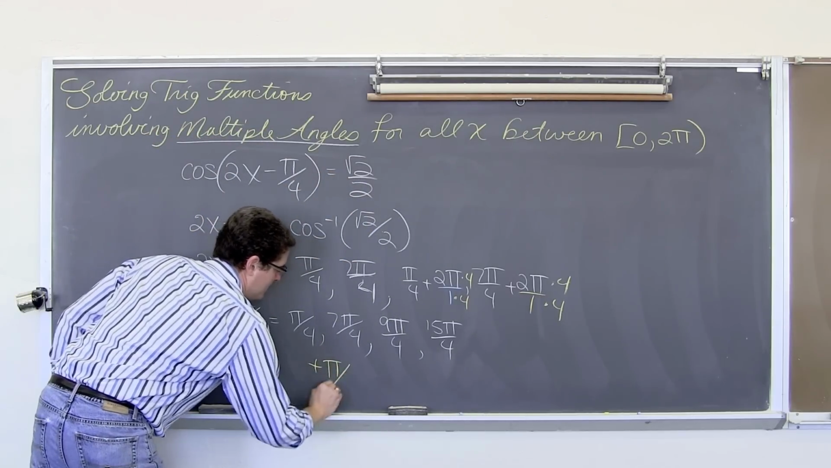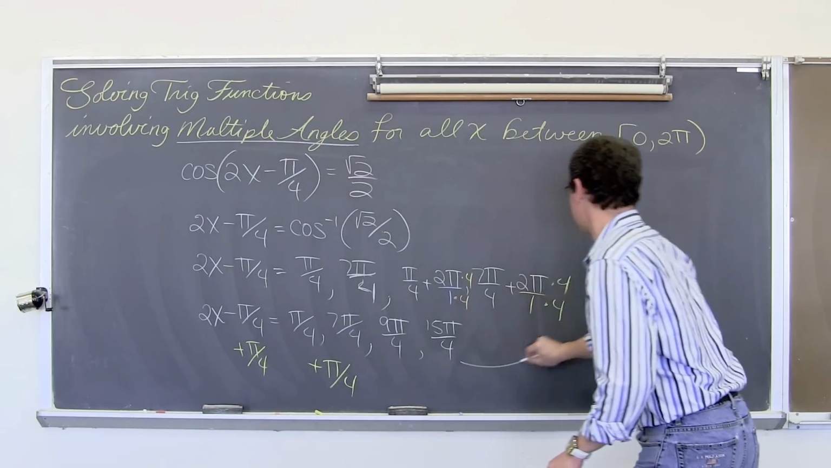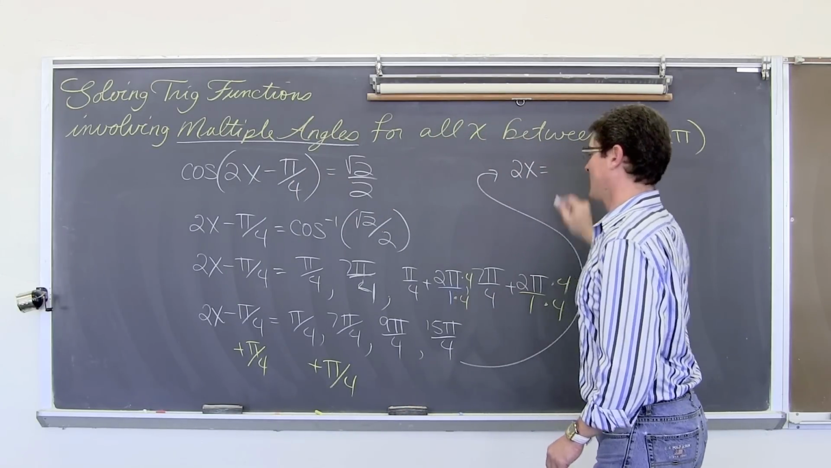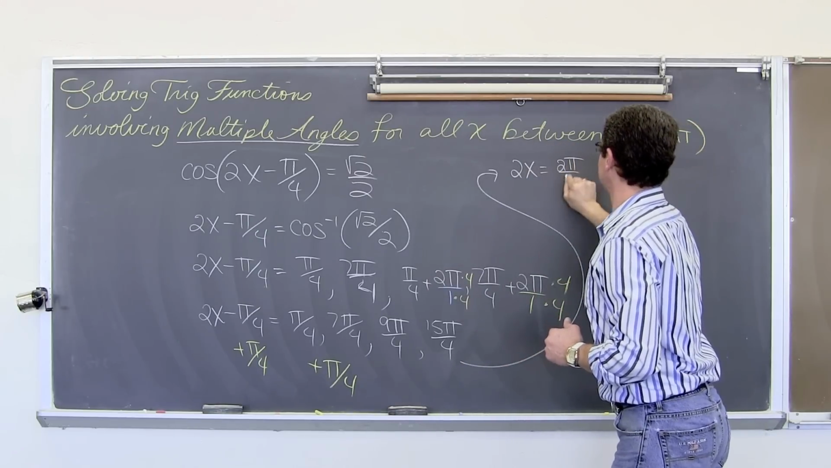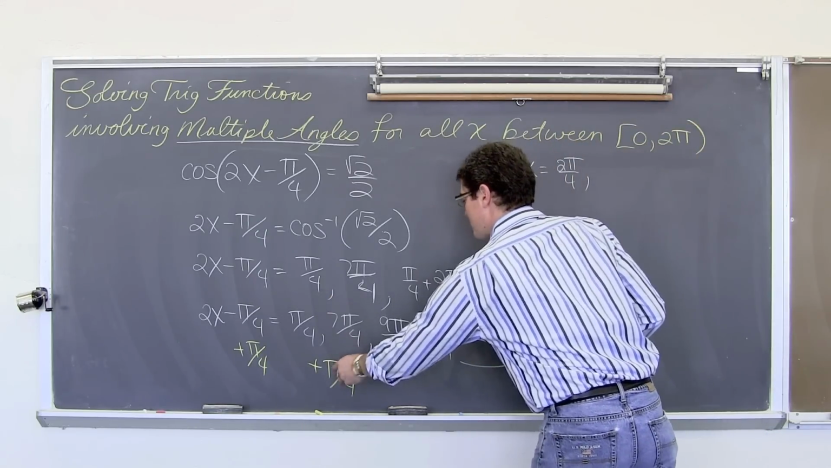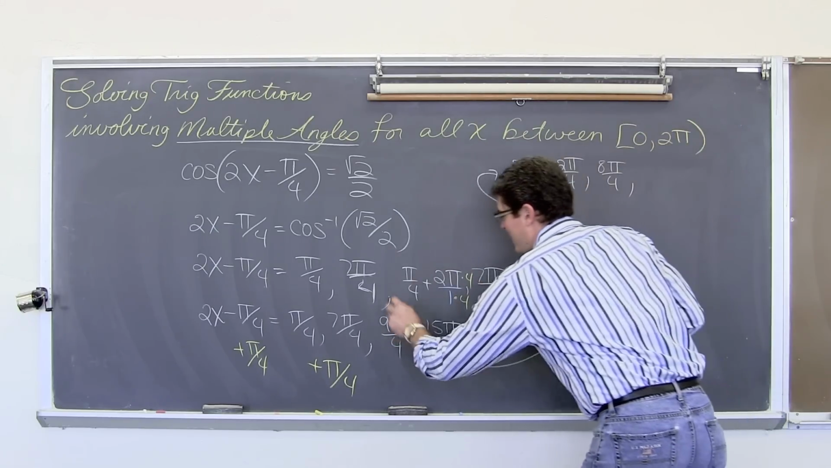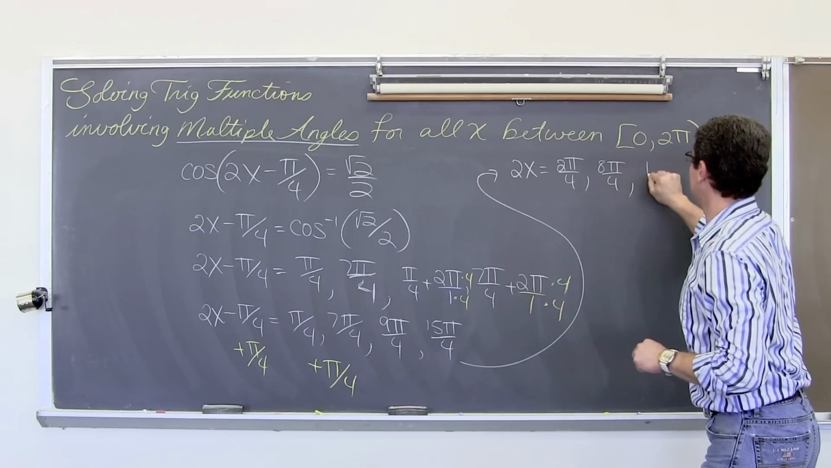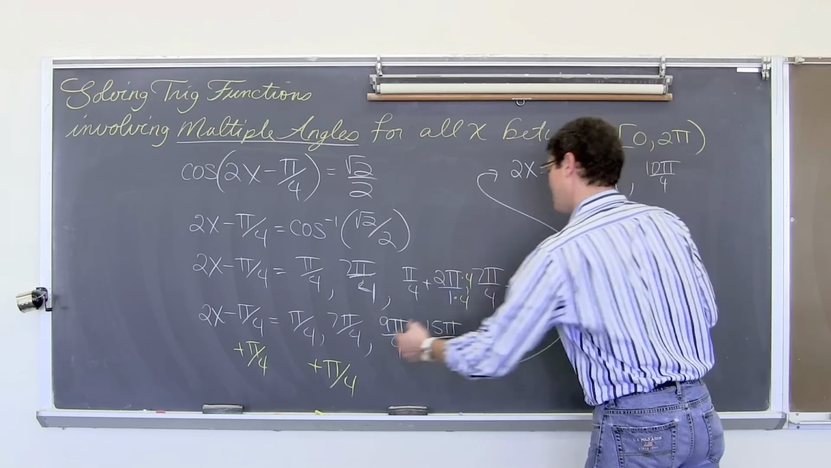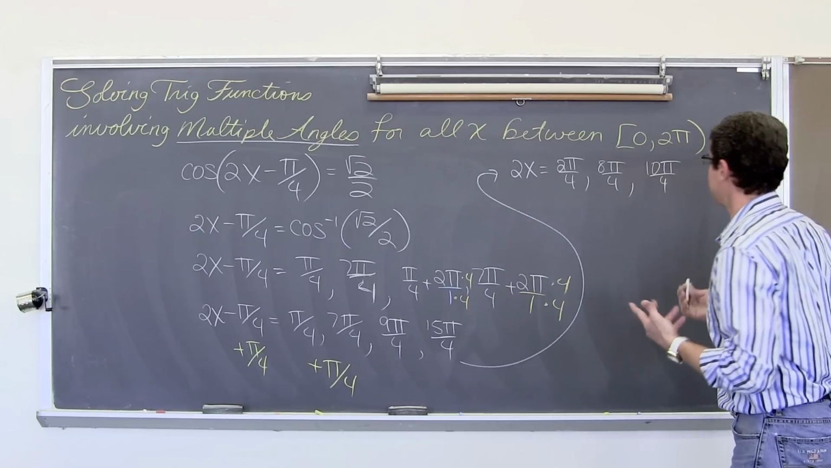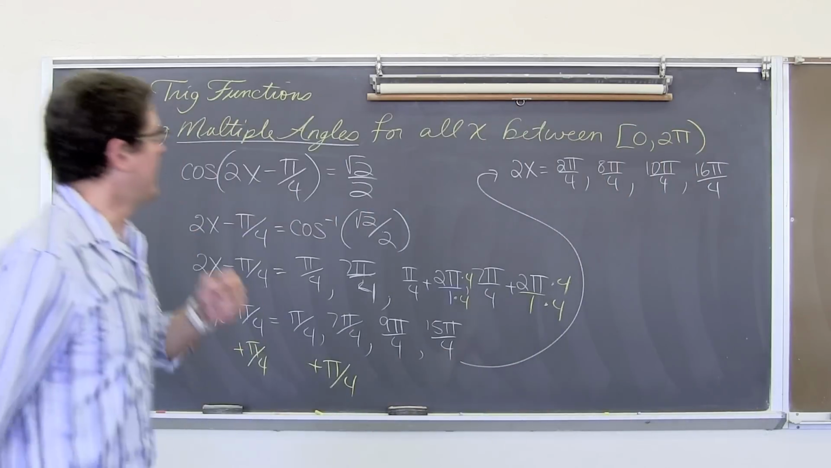I'm also running out of space, so we're going to have 2x is equal to 1/4, and 1/4 is 2/4. 7/4 and pi over 4 is 8 pi over 4. 9 pi over 4 plus 1 pi over 4 is 10 pi over 4. And pi over 4 plus 15 pi over 4 is 16 pi over 4.